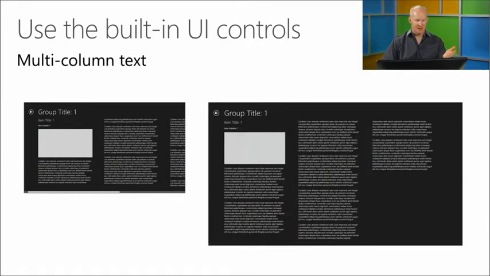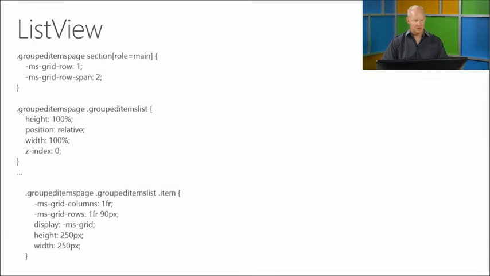Same thing with multi-column text. I can just show more text and more columns the more screen real estate that I have. And that's just built into the controls, right?